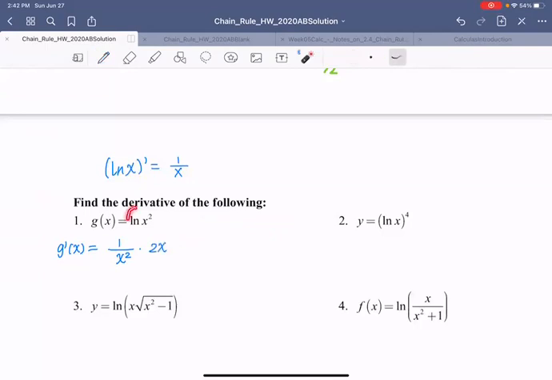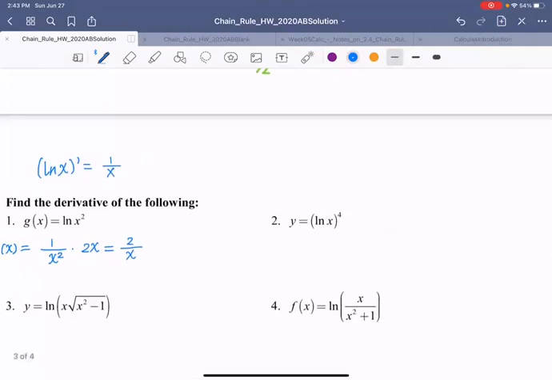The outer layer is this. So you can put this whole thing on the denominator. And then this guy's derivative is this. x squared, you can change it to 2 over x. That makes sense? Okay.